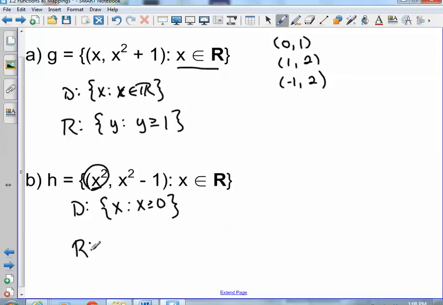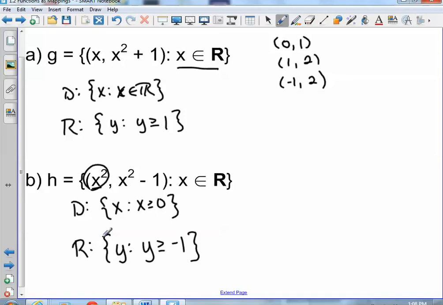The range. You're going to square it and subtract 1. So how would I describe my range? Why -1? Just you're subtracting 1. We know the smallest x squared would ever be would be 0. Minus 1 would give me a -1. Alright, is that okay?